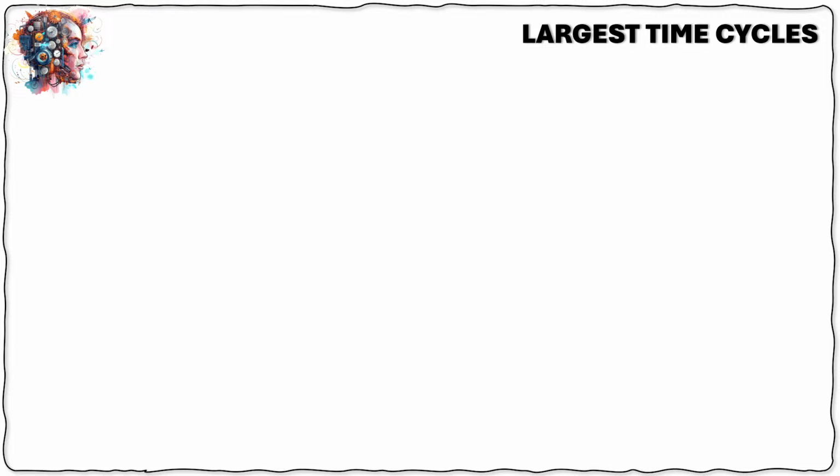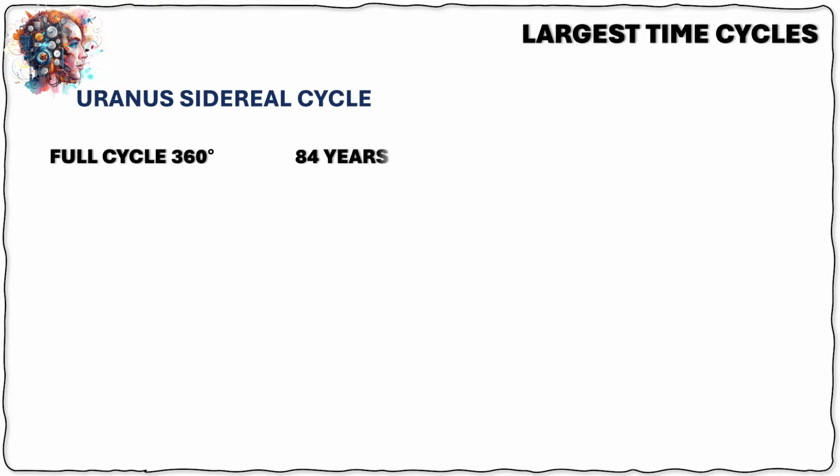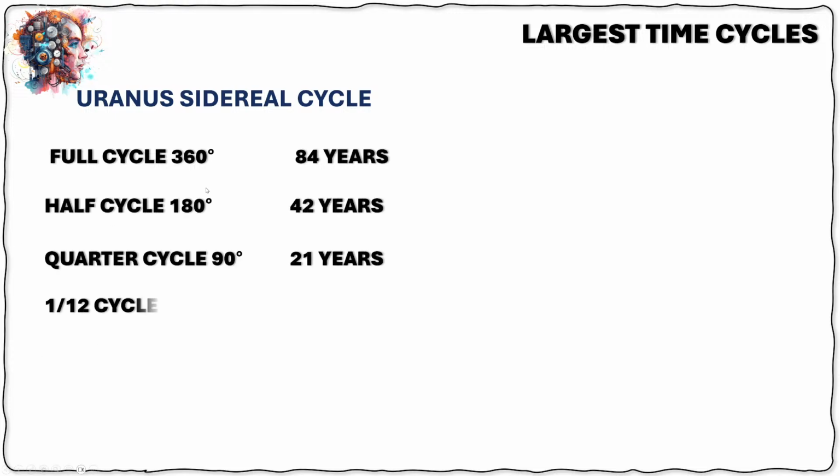Okay, lovely. Now, today we will look at two very large cycles. The Uranus sidereal cycle, which means Uranus going around the Sun. A full cycle of Uranus lasts 84 years. The half cycle, 180 degrees, lasts 42 years. The quarter cycle of Uranus is 90 degrees, which is very important, which is 21 years, which I have been talking about for over 4 months now.